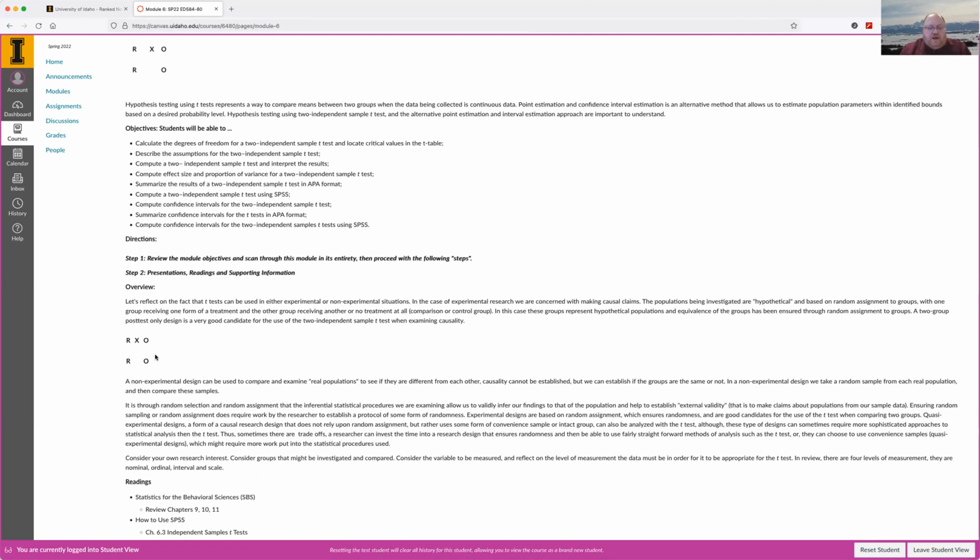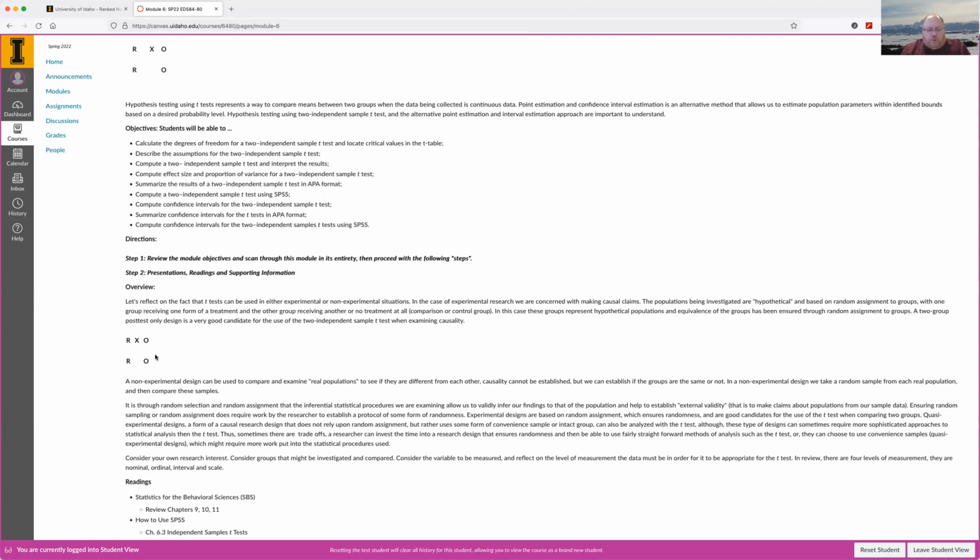A non-experimental design can be used to compare and examine real populations to see if they are different from each other. Causality cannot be established, but we can establish if the groups are the same or not. In a non-experimental design, we take a random sample from each real population and then compare these samples. It is through random selection and random assignment that the inferential statistical procedures we're examining allow us to validly infer our findings to that of the population and help to establish external validity. That is, to make claims about populations from our sample data.